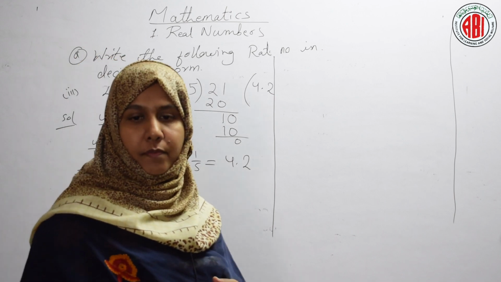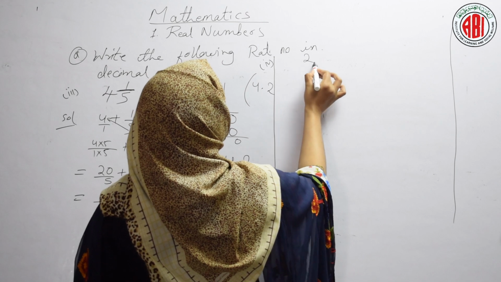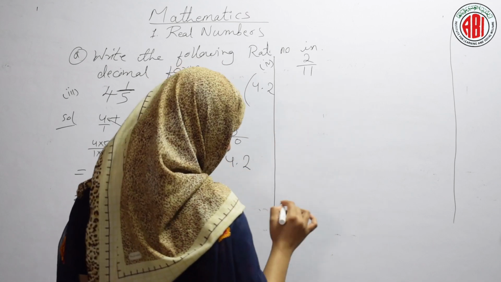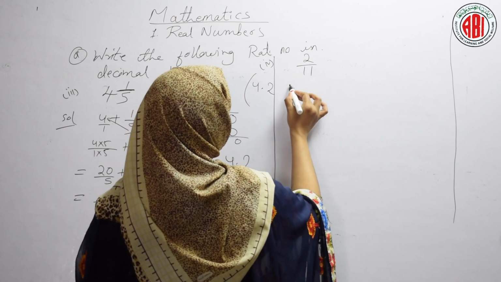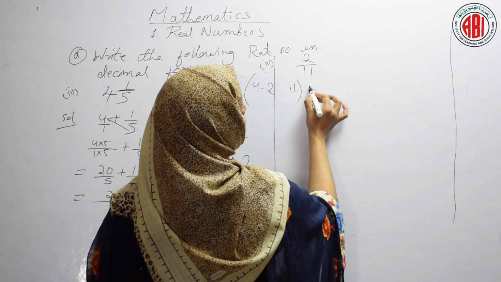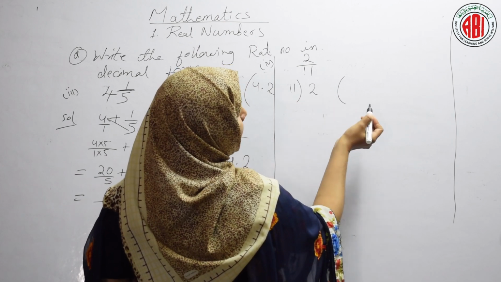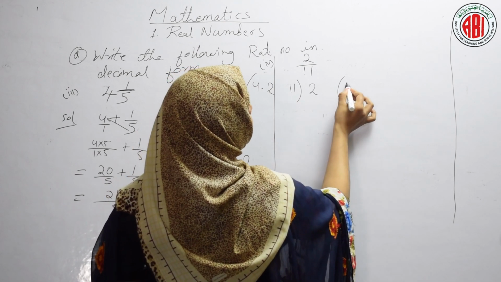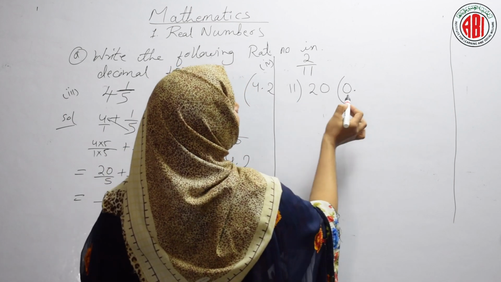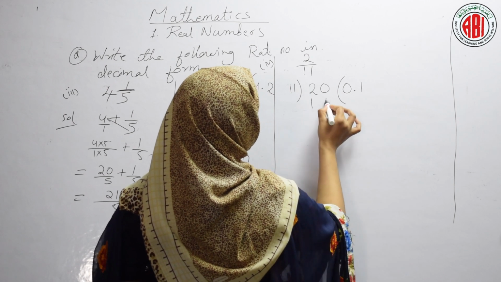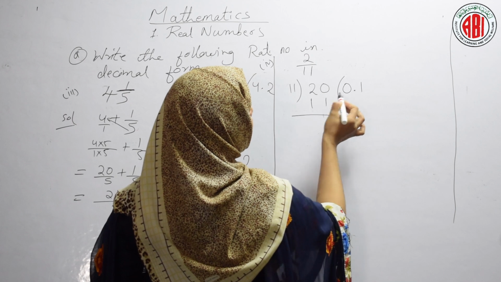Now we have another problem, 2 by 11, okay. So how to do it? 11 is the divisor, as everyone knows, so you have to write it here. Now in 11 we can't take 2, because 11 ones are 11. So what can we do? Put 0 point and add a 0 here. Now 11 ones are 11, 11 2s are 22, that we can't use here. So 11 ones are 11.